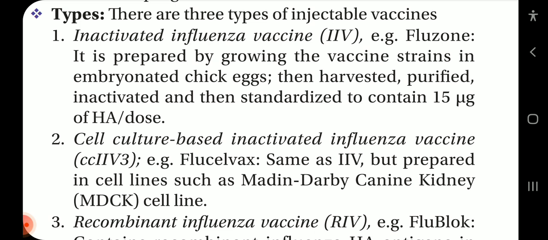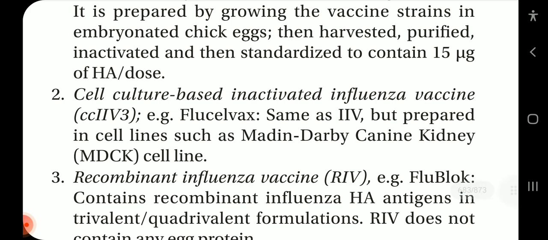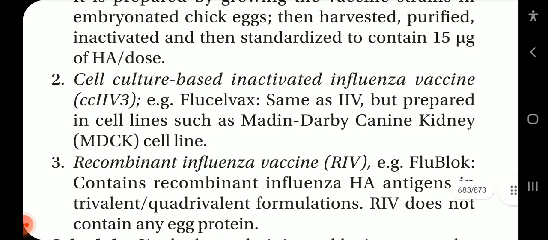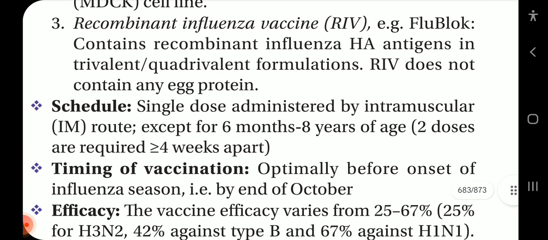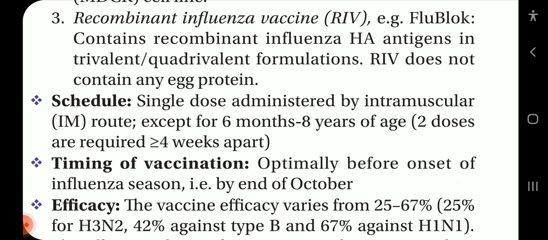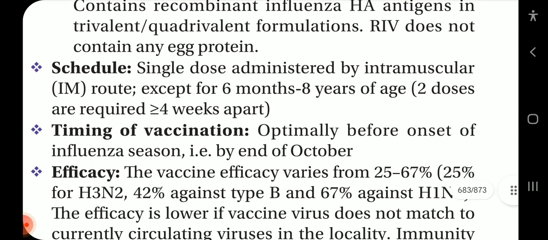embryonated chick eggs, then harvested, purified, inactivated and standardized to contain 15 microgram of HA per dose. Cell culture based inactivated influenza vaccine (ccIIV), example Flucilvax, same as IIV but prepared in cell lines such as Madin-Darby canine kidney (MDCK) cell line. Recombinant influenza vaccine (RIV), example Flublok, contains recombinant influenza HA antigens in trivalent or quadrivalent formulations. RIV does not contain any egg protein.